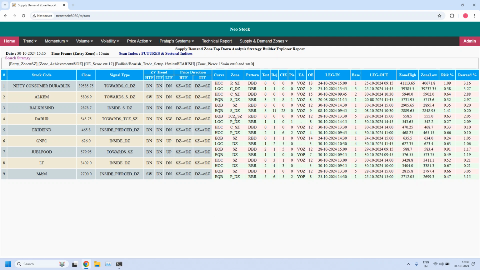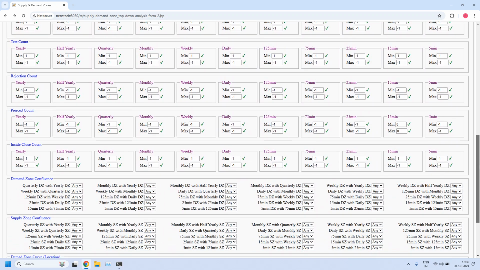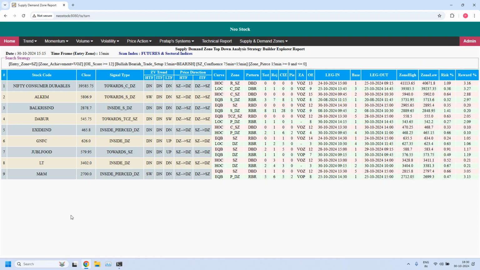So among these 9 15 minute supply zones, there could be some high probability supported stocks available. Let's verify. First combination, LTF and ITF supply zone confluence. In the supply zone confluence, I am enabling the filter 15 minute supply zone with 75 minute supply zone confluence. With this filter, we got 9 stocks. In all these 9 stocks, the 15 minutes entry zone, supply zone is a part of the 75 minute supply zone. And 75 minutes means ITF.